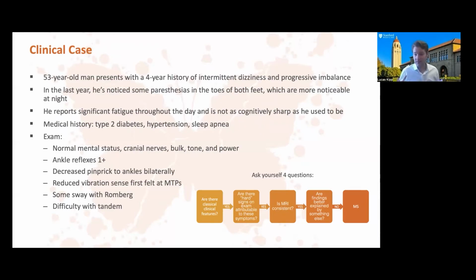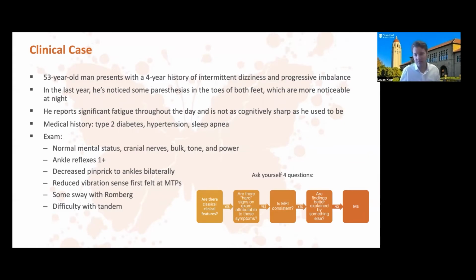So now this is a 53-year-old man, so a little bit out of our window in terms of when we might expect first onset of symptoms. He's got a 4-year history of intermittent dizziness and progressive imbalance. So the intermittent nature of it doesn't really fit with our typical syndrome. And progressive imbalance over 4 years also seems like too long of a time course for our typical MS attack.